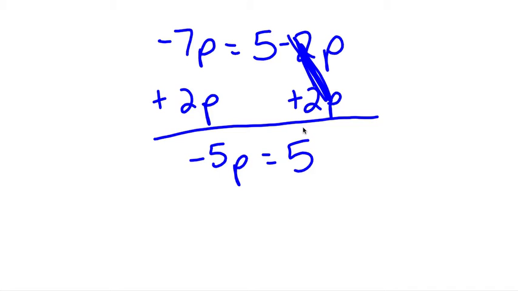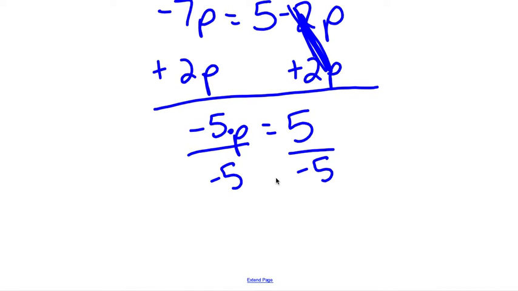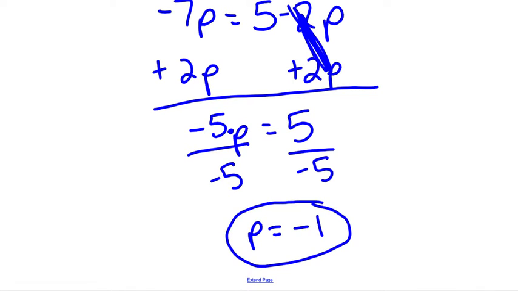Last step, I want to get p by itself. So again, this is being multiplied by p. So we do the opposite and we divide by negative 5. We're going to do that on both sides again. Negative 5 divided by negative 5 is 1, so 1p. 5 divided by negative 5 is a negative 1. So p equals negative 1. Final answer for number 5.